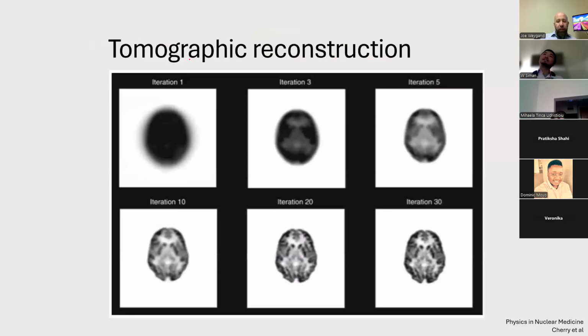This is an example of the iterations. This is a brain scan. You start with just some blob, and then as you iterate, you start adding more and more detail until it finally converges.